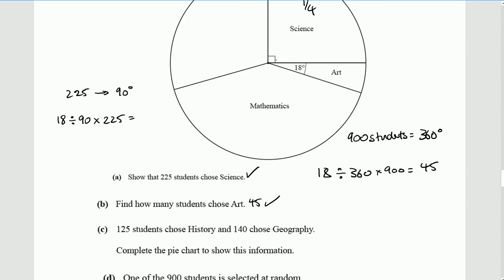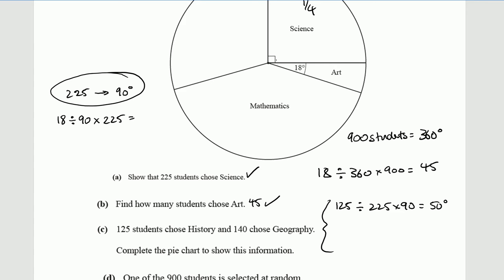125 students chose history and 140 chose geography. Complete the pie chart. So once again, we're doing some conversions. I'm going to start with my 125 students. I'm going to pick this exchange rate because the numbers are smaller. I'm going to divide by my student number, which is 225, times by my angle number, which is 90, to get the angle represented by those 125 students. 125 divided by 225 times 90 gets me 50 degrees in my pie chart.